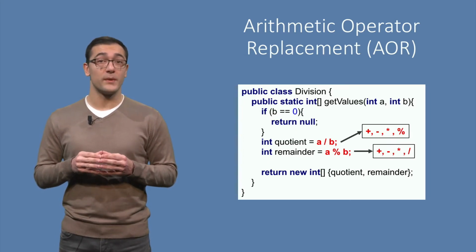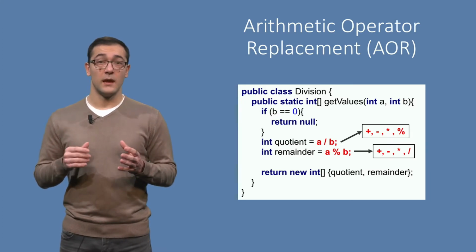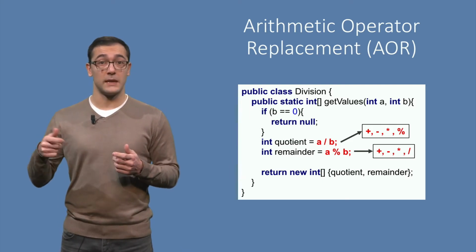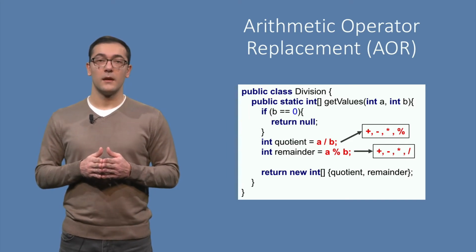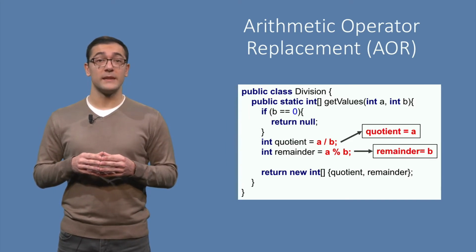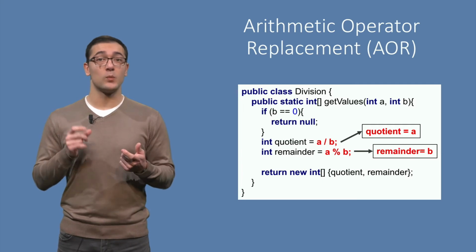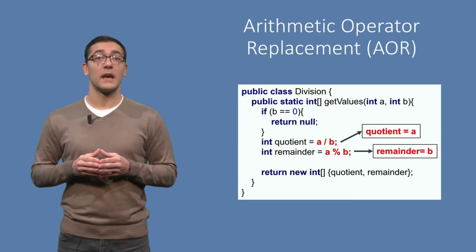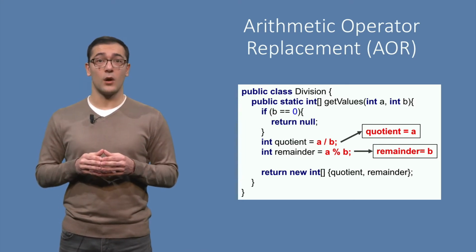Each of these two operations can be replaced with any other arithmetic operation. For example, the division can be replaced with 4 alternative arithmetic operations, as well as the modulo. The arithmetic operator replacement also includes the case where the operation is completely dropped and replaced with one of the two operands. In our example, we can replace the division between E and B with either A or B.